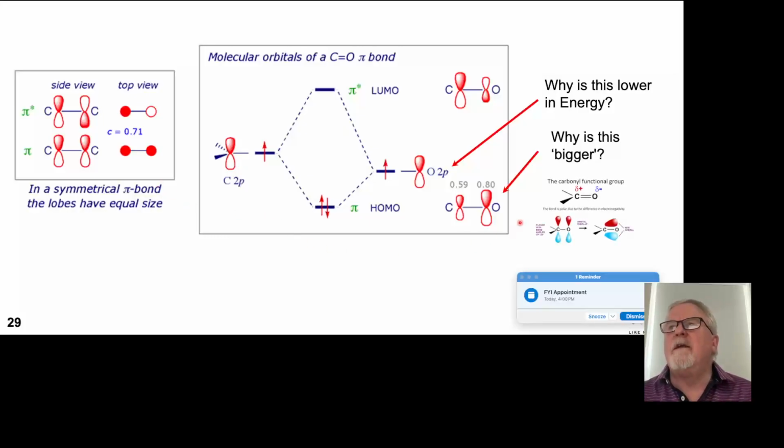You'll often see different ways of depicting these. Sometimes you'll see the carbon-oxygen pi system shown like this, just the overlapping p orbitals. Sometimes we may take some artistic license and construct our orbitals, and we would have a little bit bigger lobe on the oxygen than on the carbon.